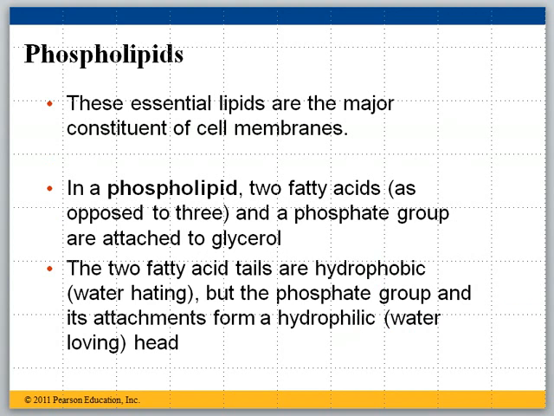So we said there were three types of lipids. We said there were fats, phospholipids, and steroids. So now we're on to the second one, the phospholipids. The phospholipids are important because they are a major part of the cell membrane. So within your body you have cells that all have a cell membrane. These cell membranes are made up of these phospholipids.